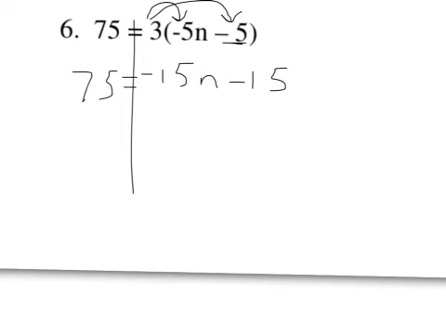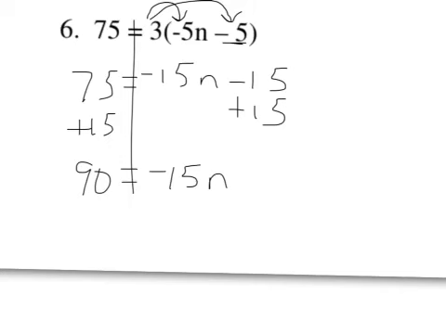After I distribute, I see if I can combine like terms. There's nothing to combine. This one has an n, this one has no variable. So I do the opposite operations now. So we add 15 to both sides. So 90 equals negative 15n. It's negative 15 times n, so we divide by negative 15 on both sides. And this gives me n equals negative 6.